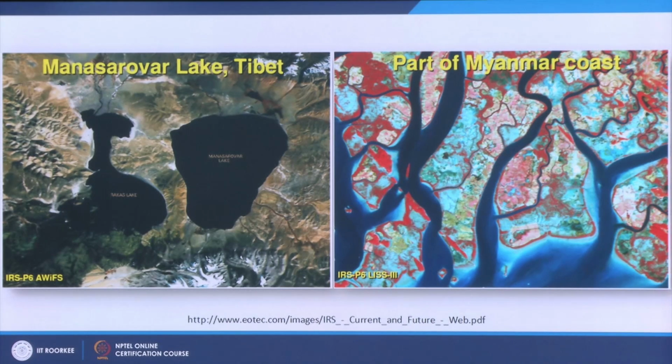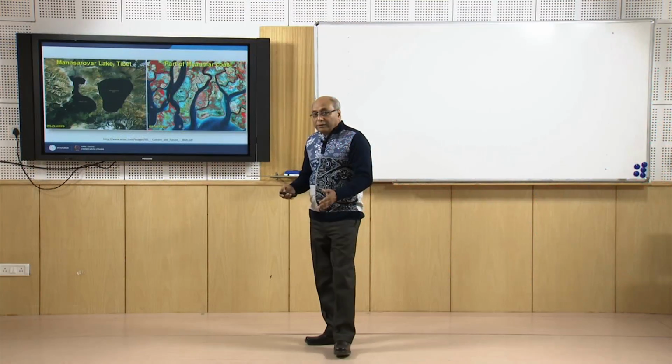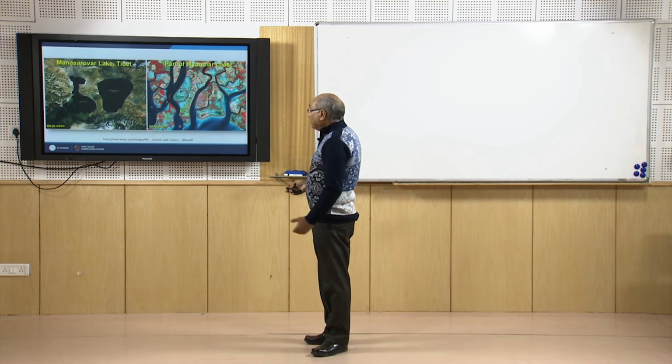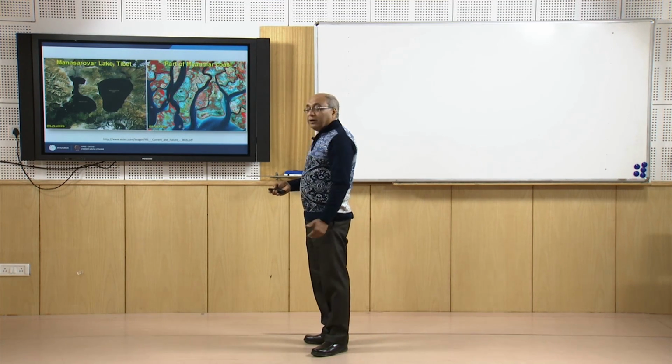LISS-3 sensors, as mentioned earlier, became very popular because the spatial resolution of 23.5 meter was quite good at that time. Even now it is quite good because it provides a relatively wider swath, which becomes very useful for several kinds of studies.